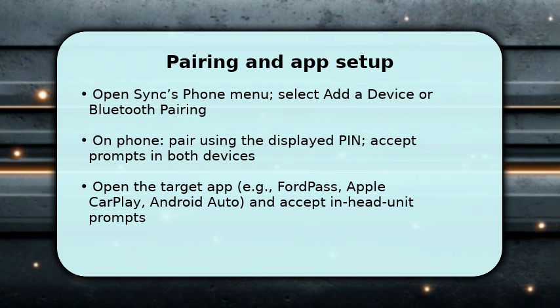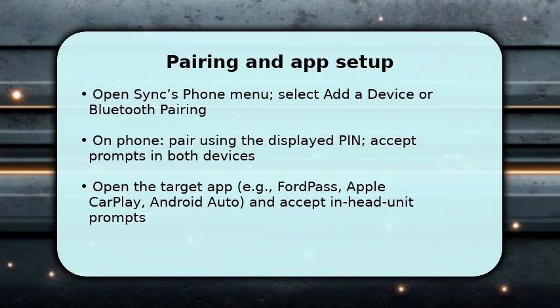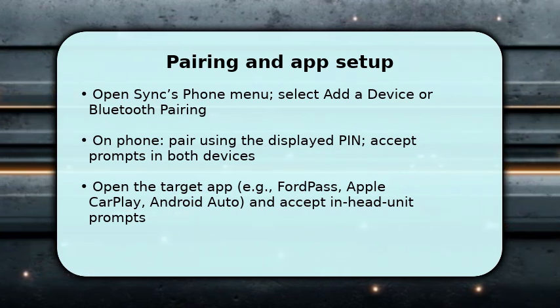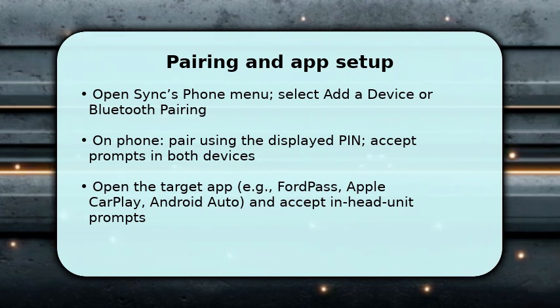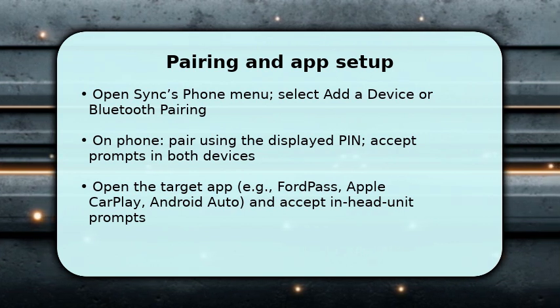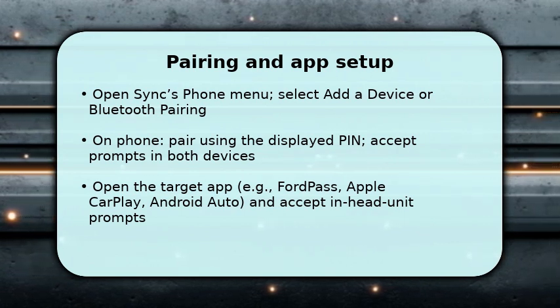Once paired, open the mobile app you want, FordPass, Apple CarPlay, or Android Auto, and follow any on-screen setup. SYNC may request app integration permission. If using USB, select the corresponding projection on the SYNC screen to activate.